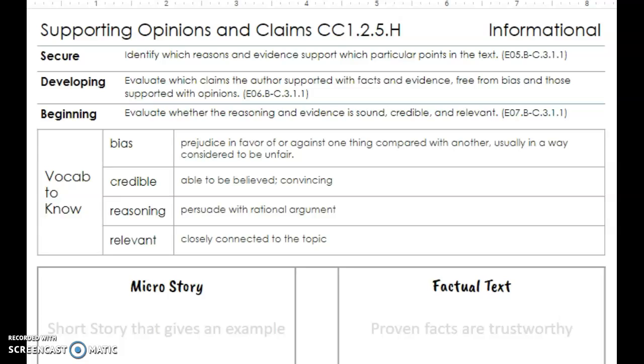And that is actually a 7th grade skill that we are going to look at, we're going to talk about, but it won't be tested on until later. So some vocabulary that we need is bias, which is prejudice in favor for or against something compared to another, usually in a way to be considered unfair. Credible, able to be believed, convincing. Reasoning, persuade with rational argument, and relevant, closely connected to the topic.